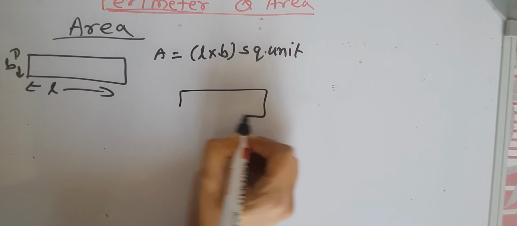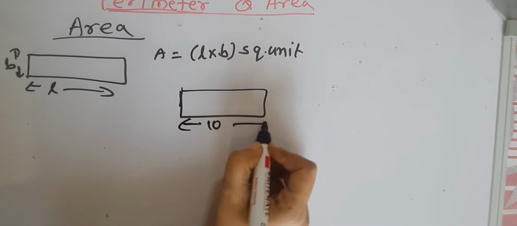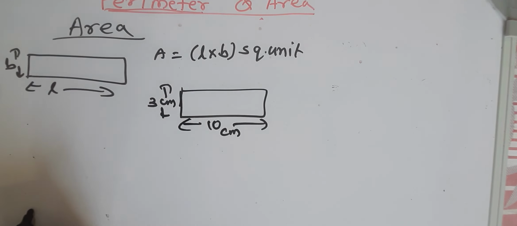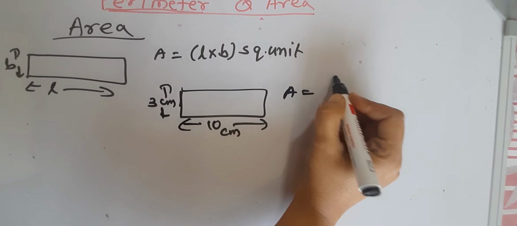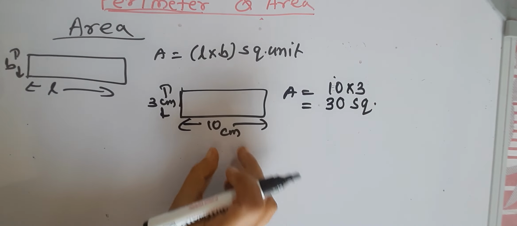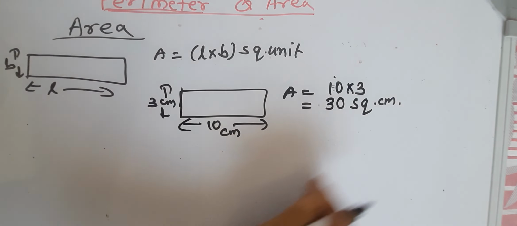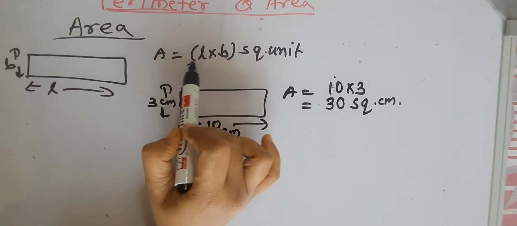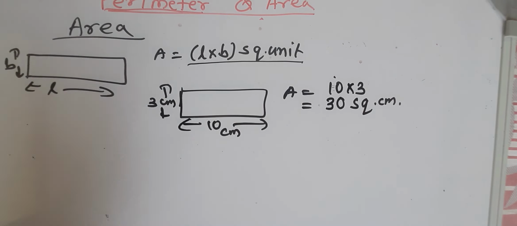So suppose for a rectangle, its length is given as 10 centimeter and breadth is given as 3 centimeter. How can you find out the area? We know area equals length into breadth, that is 30 square, and what is the unit here? Here it is centimeter. So it is 30 square centimeter. This is how we find out the area of a rectangle. The formula is length into breadth, square unit. Don't forget to put the unit value. It's very important. You should always put the unit whenever you are finding out the area or perimeter for the given figure.